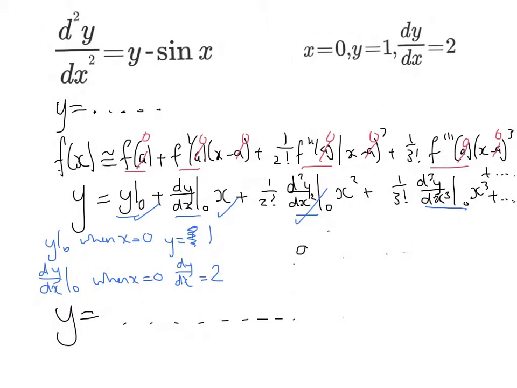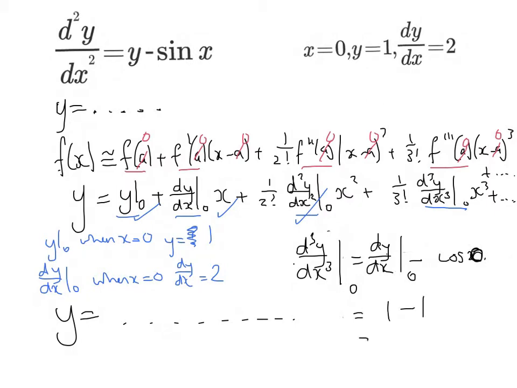Let's try it. d cubed y by dx cubed is equal to dy by dx minus, because we're differentiating with respect to x, minus cos x. So d cubed y by dx cubed at the point 0 will equal dy by dx at the point 0 minus cos of 0, which is equal to 1 minus 1, which is 0. Yay, I've got that one as well.